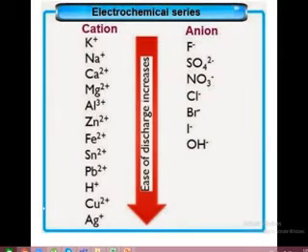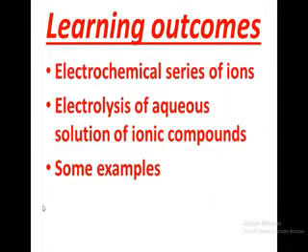Hello everyone. The learning outcome for today's video lecture is the electrochemical series. We are going to talk about the positive ions and the negative ions, and how they are arranged in the form of a series so that we can predict whether they are going to go to the electrode and get discharged. This electrochemical series is a range of ions in which the ions are arranged according to their ability to go to the electrode and get discharged. So that is all I'm going to explain under this outcome.